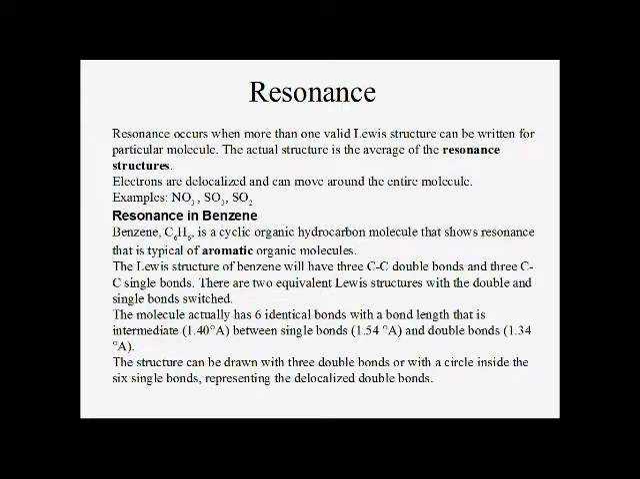This 6-member ring we could draw with 3 double bonds and 3 single bonds. There are 2 equivalent Lewis structures where the double bonds and single bonds switch positions. So the molecule really resonates between those 2 positions, so we end up with 6 identical bonds that are intermediate between the single and double bonds. And we will represent this later on as a delocalized bond, where the electrons really are moving around the whole ring structure.